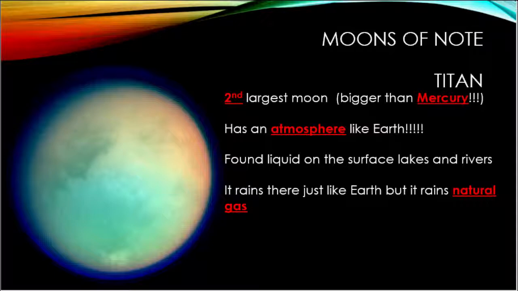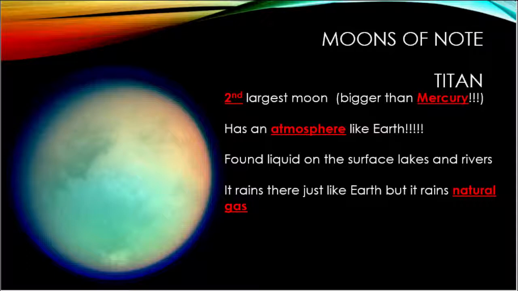and in fact, there is some evidence that there may have been stable bodies of surface liquid. Now that doesn't mean water, it just means liquid. It's mainly composed of ice, and it actually rains there just like it does here on Earth. But unfortunately, it wouldn't be very fun to be in a rainstorm there because the rain is made out of natural gas. Yuck.